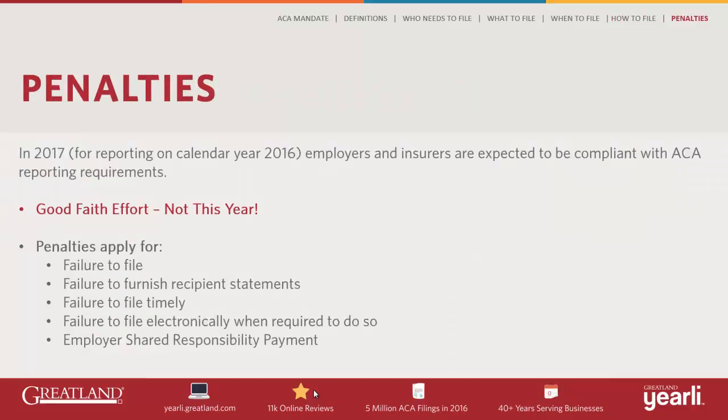In 2017, for reporting on calendar year 2016, employers and insurers are expected to be compliant with ACA reporting requirements. One of the biggest changes for tax year 2016 reporting is that the good faith effort clause no longer applies. For tax year 2015 reporting, IRS announced that it would not impose penalties on a filer for reporting incorrect or incomplete information if the filer could show that it made a good faith effort to comply with the information reporting requirements. Since this good faith effort is no longer applicable for tax year 2016, it is even more critical to understand and comply with the filing requirements to avoid potential penalties.